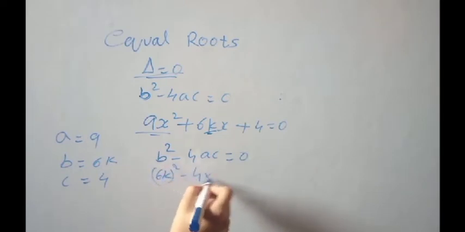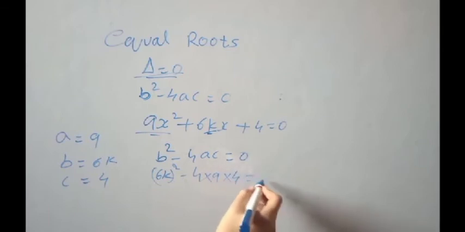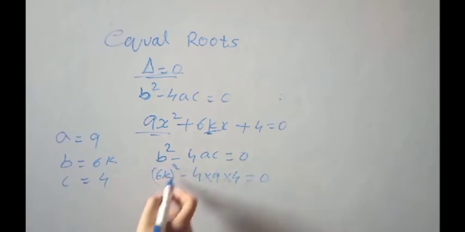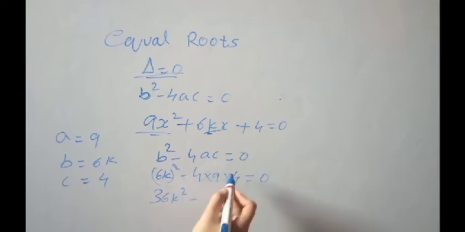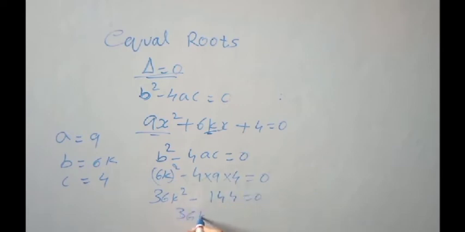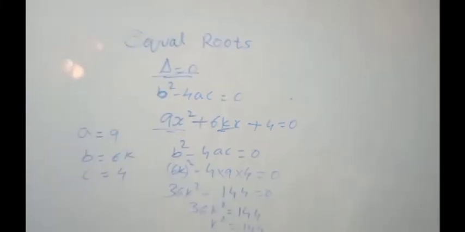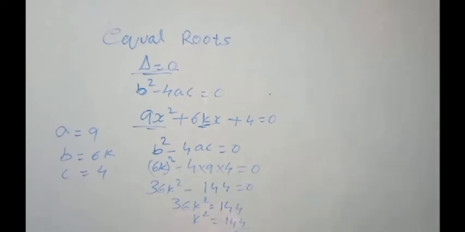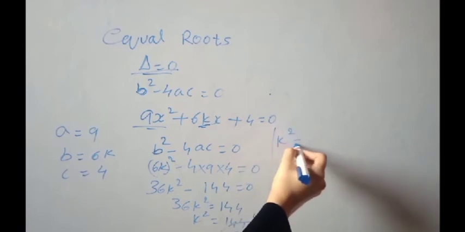So b value is 6k whole square minus 4 into a value is 9, c value is 4, which is equal to 0. 6 6s are 36, k square minus 9 4s are 36, 36 4s are 144 is equal to 0. 36 k square is equal to, we take that 144 to the other side, so the sign will be changed, plus 144. K square is equal to 144 upon 36. So divide the 36 ones are 36, 36 4s are 144. K square is equal to 4.